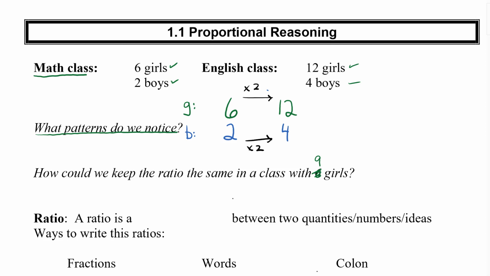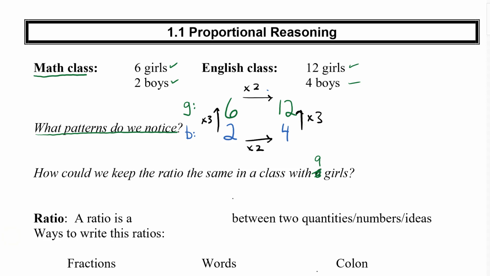You might also notice that you could compare the number of girls to the number of boys. Maybe that was the first thing that you noticed, that if you took the number of boys and multiplied that times 3, 2 times 3 is 6, you'd get the number of girls, and it works out this way too. So there's actually 2 sets of patterns you can look at.